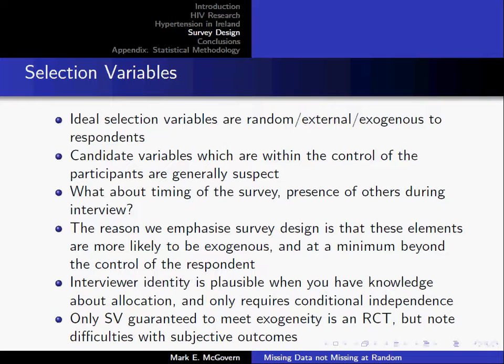But like I was saying, interviewer allocation could be done in such a way that interviewers are correlated with the outcome. For example, I'm the survey manager. I send my good interviewers to locations where I expect response rates to be low. So if you have information about that, then that's great, but it's not always appropriate. So the only guaranteed selection variable is one which is conducted in a randomized controlled trial.